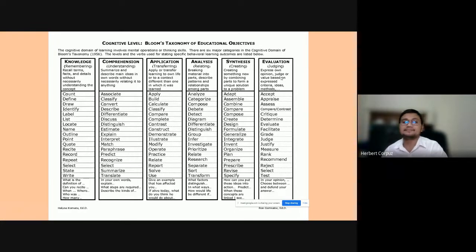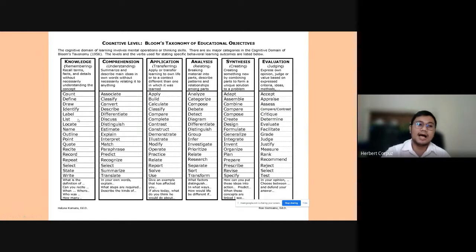That is creating. Okay, so when we say remembering, it's about recalling terms, facts, and details without necessarily understanding the concept. It's merely a rote memory. Ibig sabihin, it's merely about memorizing facts, memorizing key terms. Okay, these are what we mean by this level.